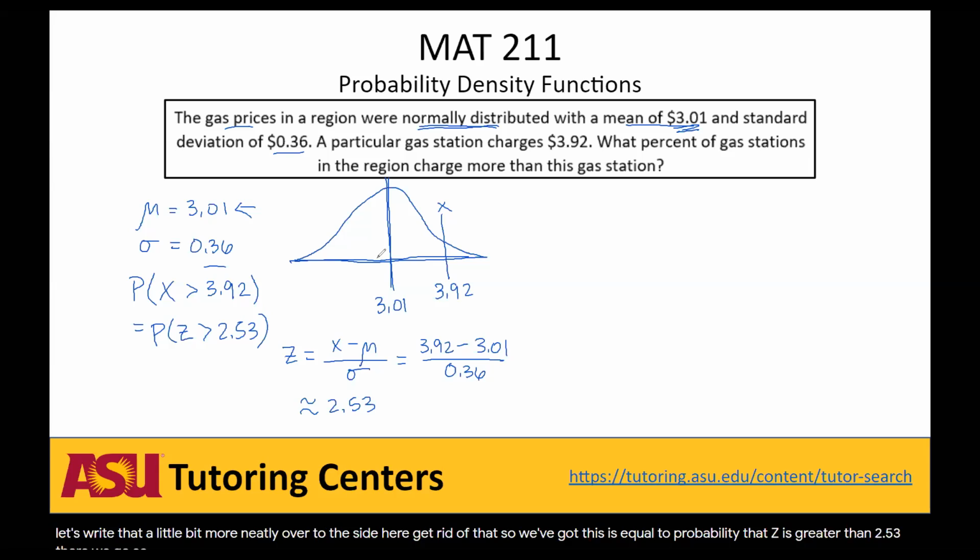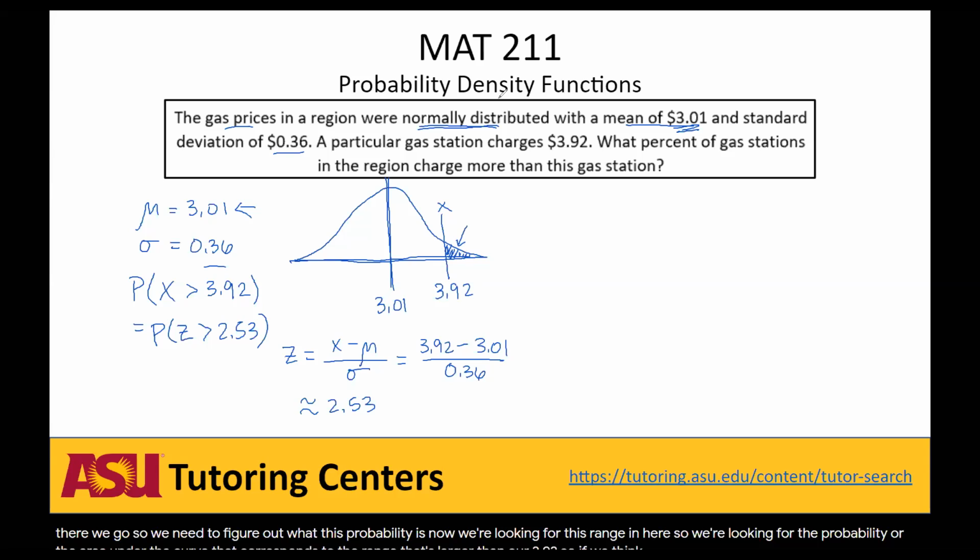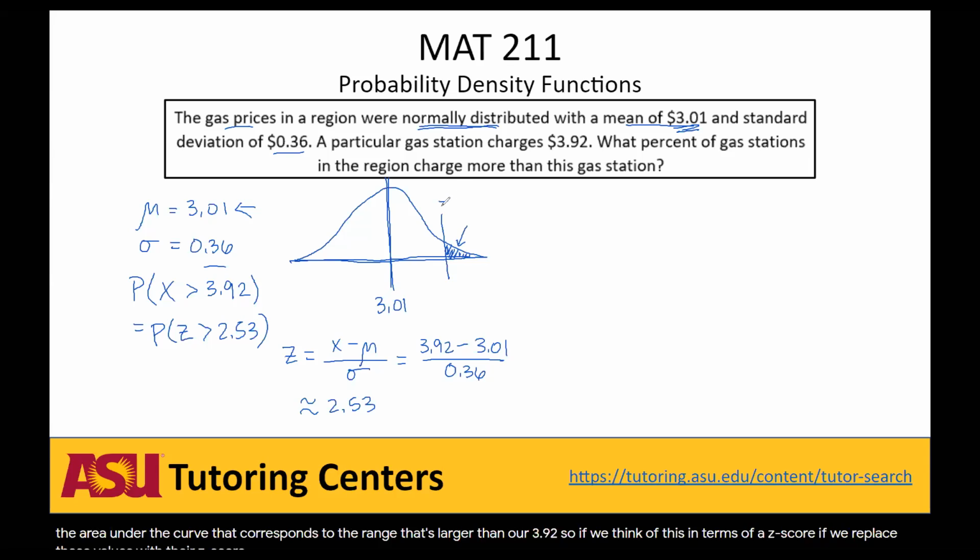So we need to figure out what this probability is. Now, we're looking for this range in here, so we're looking for the probability, or the area under the curve, that corresponds to the range that's larger than our 3.92. If we think of this in terms of a z-score, if we replace these values with their z-score components, this is our z, this would be 2.53, and our mean is 0 now, because remember when we switch to the standard normal distribution, or the z distribution, our mean is 0.